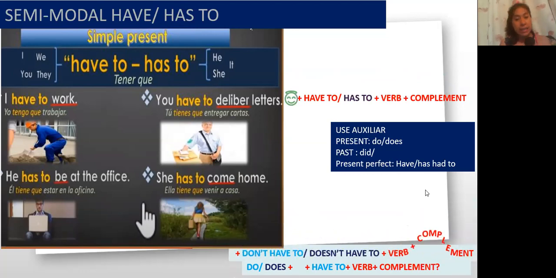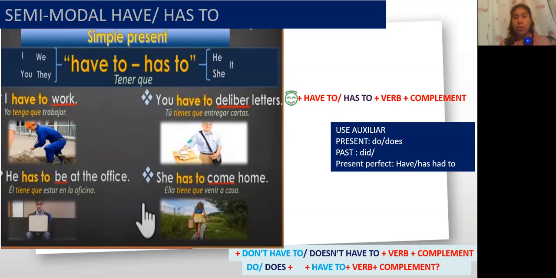But if it is negative, watch out, if it is negative, we use the auxiliary with this semi-modal. Subject don't have to or doesn't have to, the verb in simple form, and the complement. And if it is a question, do or does, plus have to, plus the verb in simple form, plus the complement. So remember, if it is in past, it is didn't. Or if it is in future, it could be will, and so on.